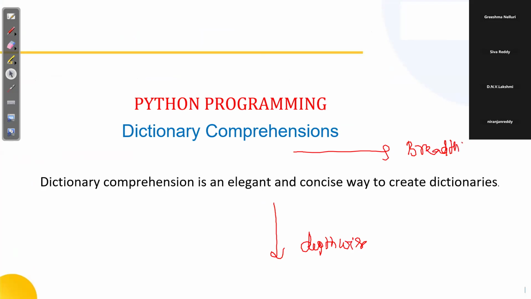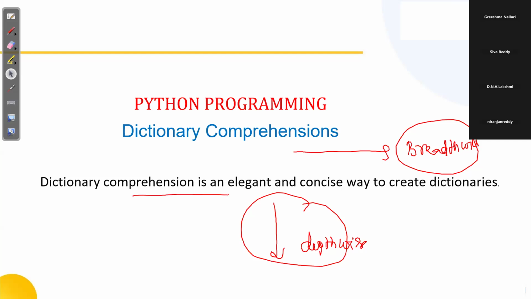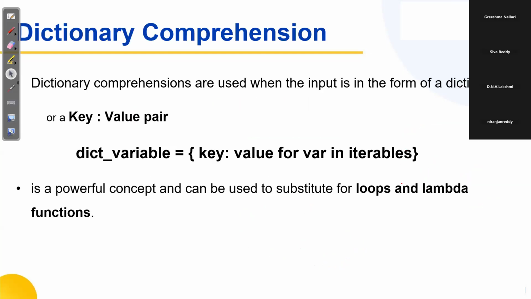Is it okay for all of you? Most of the programmers in the industry will use breadth-wise coding instead of depth-wise coding for projects. So, dictionary comprehension is an elegant and concise way to create dictionaries. Let me start with comprehension, then I'll go for case studies. Okay?